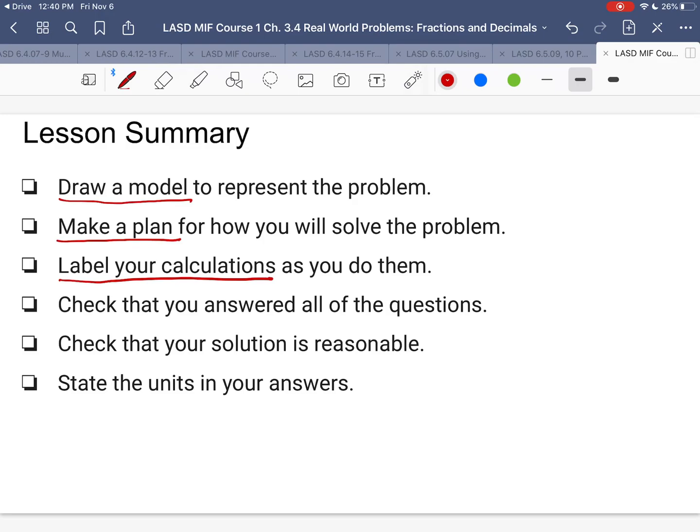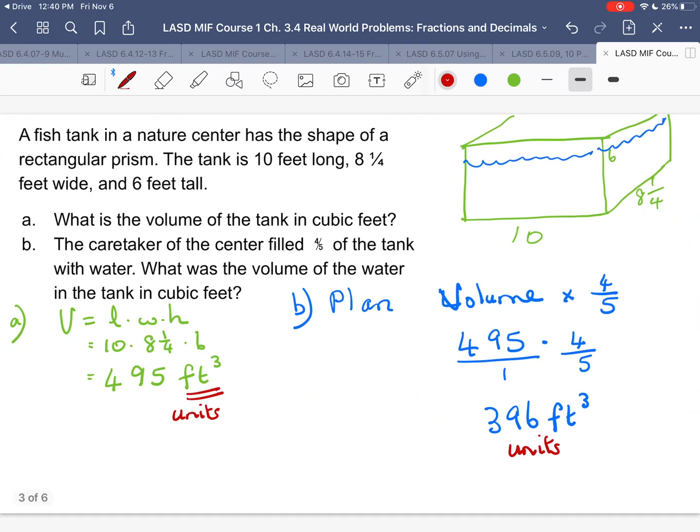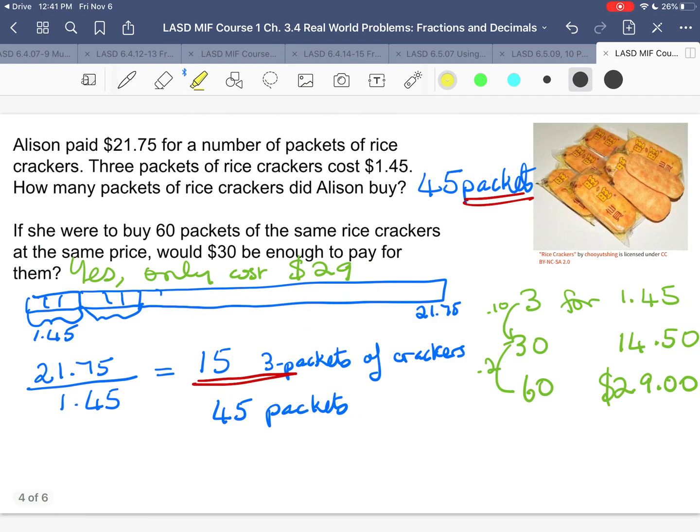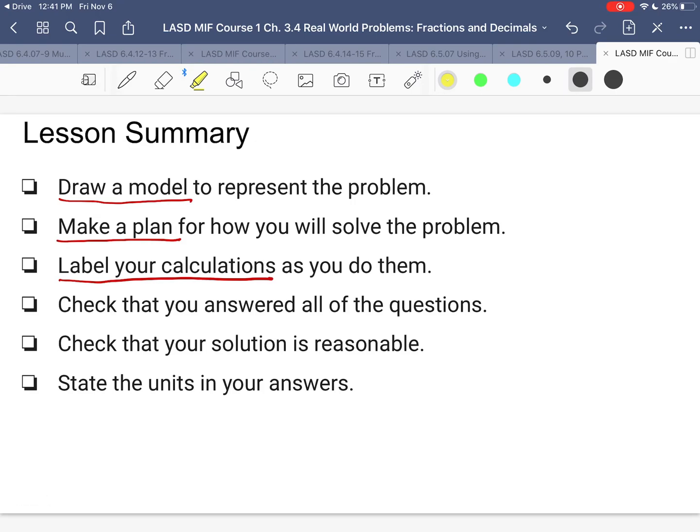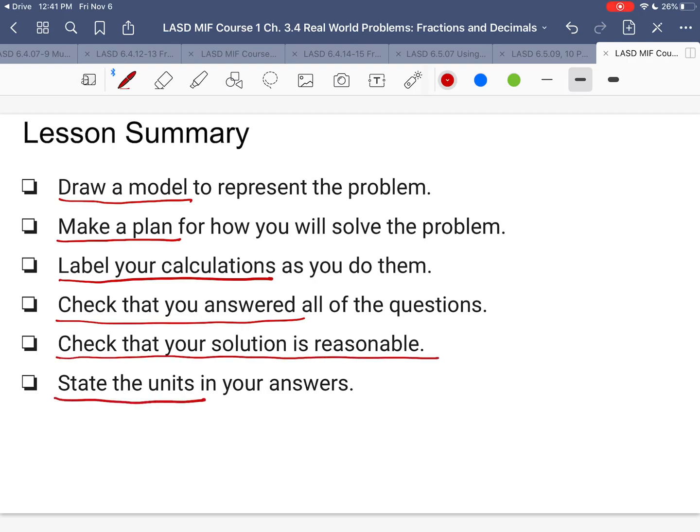Let's go back and make sure that we did. Let's go back to here. We had 2 questions. What's the volume of the tank in cubic feet? And when it's only 4/5 full, what's the volume? And yes, I answered both of those. And then in this problem, how many packets of rice crackers did she buy? She bought 45. And would she have enough in $30 for 60 packets? Yes, I answered that. So check that you answered all of the questions. We did check as we went that our solution is reasonable and state the units.